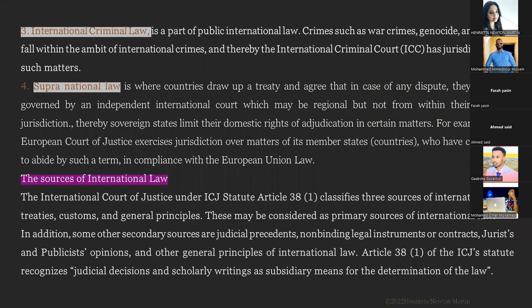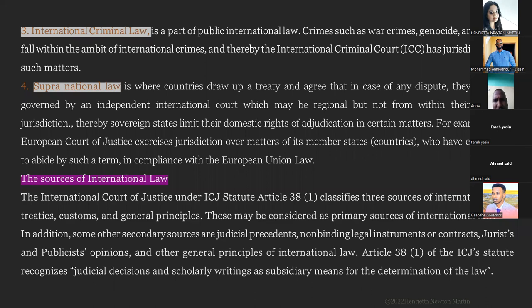So next is supranational law. Supranational law is where countries draw up a treaty and agree that in case of any dispute, they would be governed by an independent court, which may be regional, but not from within their domestic jurisdiction. The best example of this is the European Union.